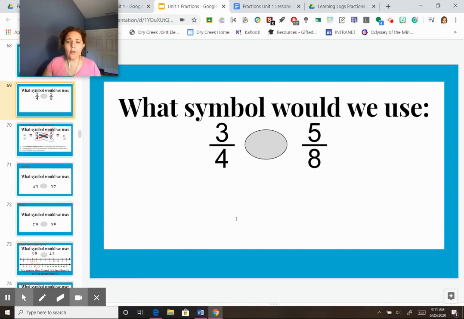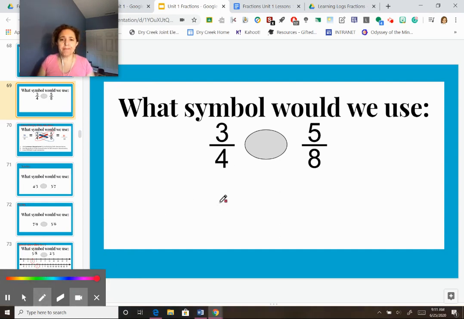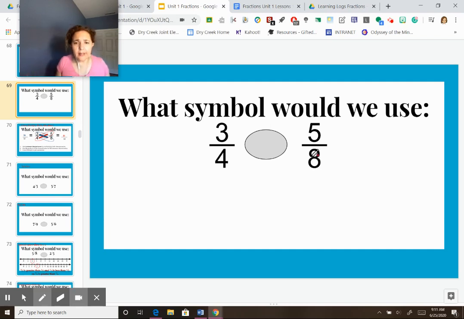What symbol would we use? 3/4 or 5/8? What is bigger? Looking at the numerators, they're not the same. Looking at the denominators, they're not the same. So that's not going to help me, is it? So, what could I do to solve this one? Do you have any ideas? Well, there is one easy way to do this that will always work. So if your numerators or denominators are not the same, there is a trick to solve these, okay?